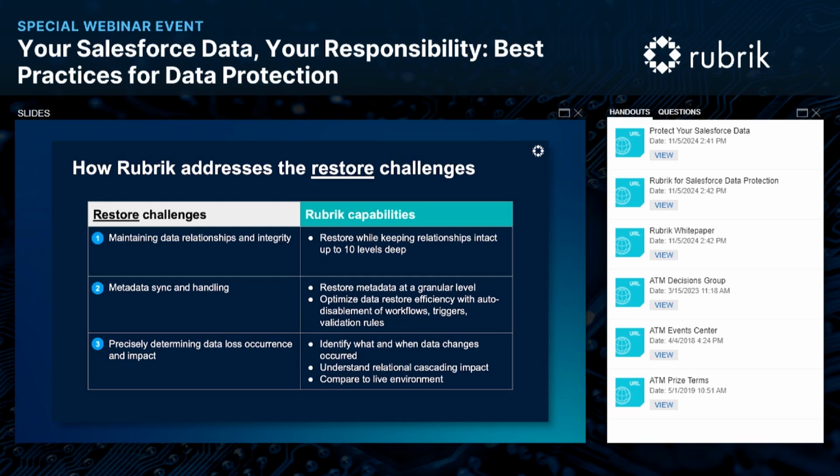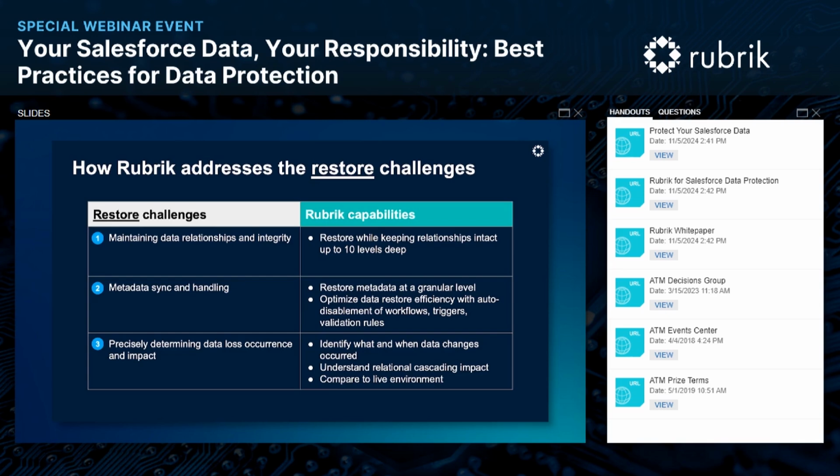And then, again, recognizing that when you go restore Salesforce data, you have to be very aware of all the other stuff that Derek, you talked about, like, I need to make sure how are automations or workflows going to be handled? Is it going to be disabled? Because otherwise that can impact our restore. So we help customers optimize that restore efficiency by being aware of those things and auto disabling some of those things.